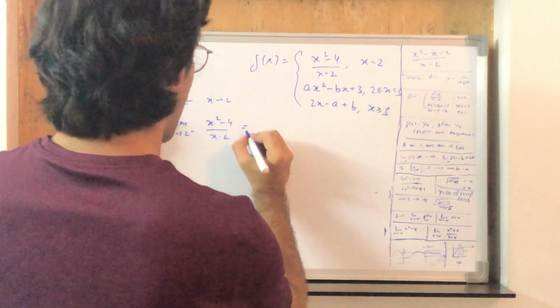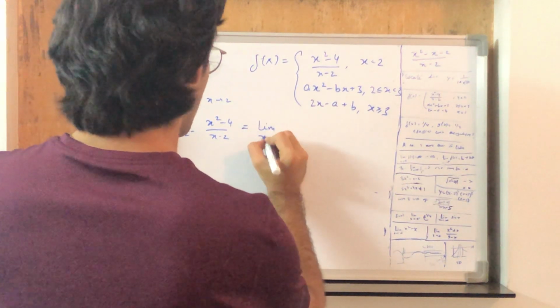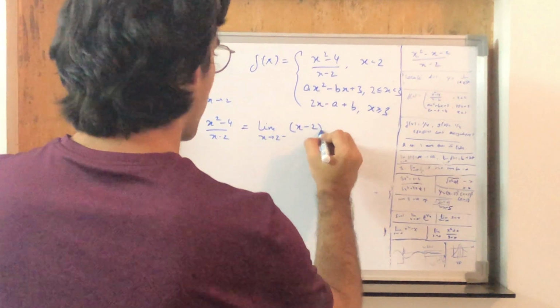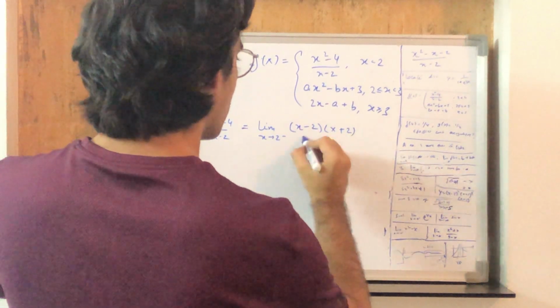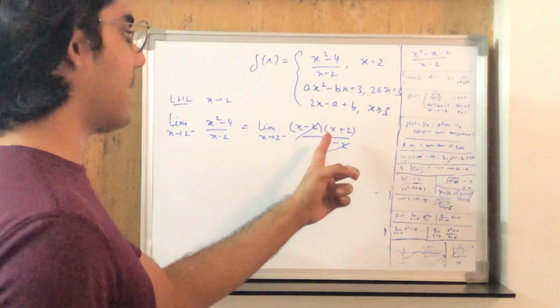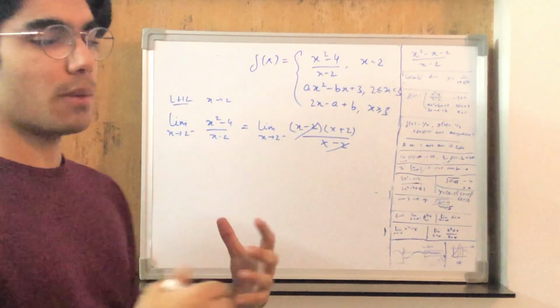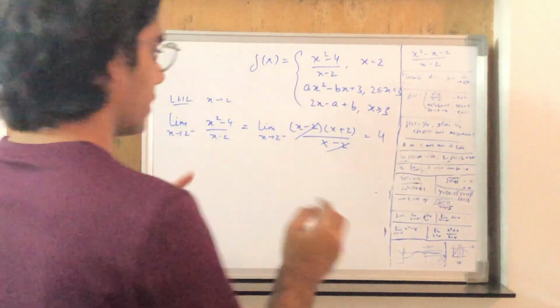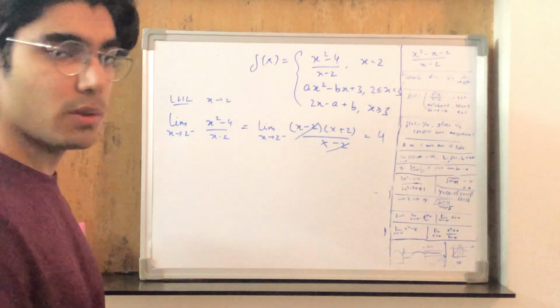I'm not going to use h here, just for simplicity purposes. So I can write x squared minus 4 as x minus 2 times x plus 2. And I can cancel the numerator and denominator out, and I'm going to be left with x plus 2. And when x is approaching from the left-hand side, you're going to get 2 plus 2, which is 4. So that's my left-hand limit when x is approaching 2.